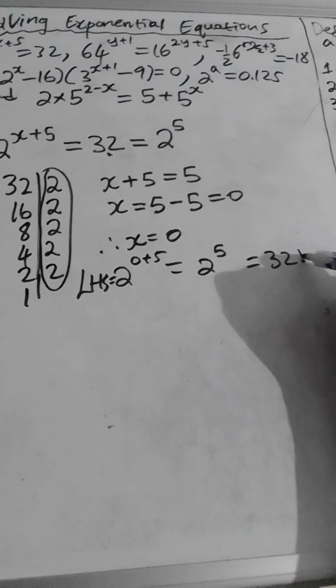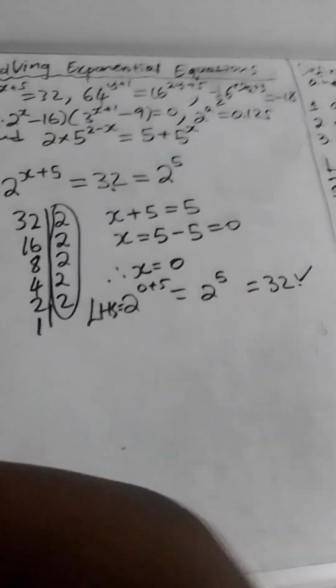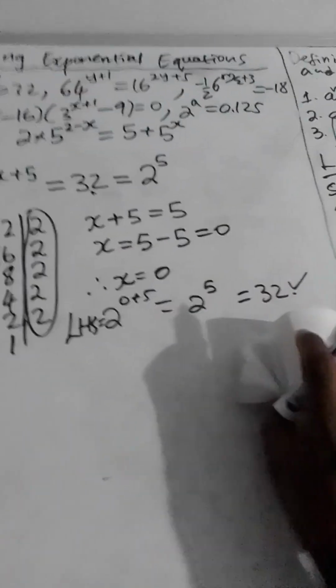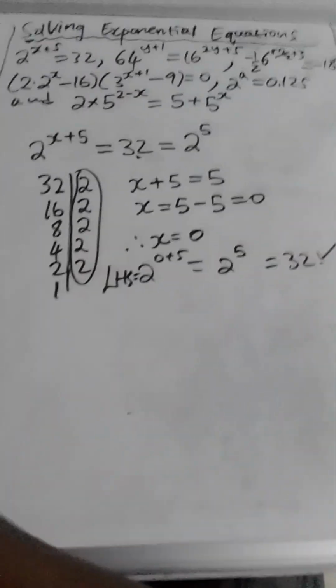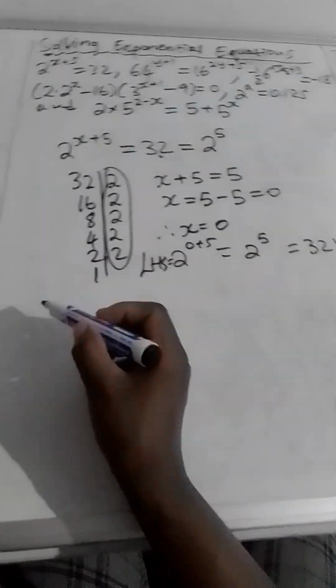So that means that this is equal to the right hand side as well. So there we go. We have solved the first one. Right. Going to the second one. We're going to need some space because we're using the ladder method to prime factorize.